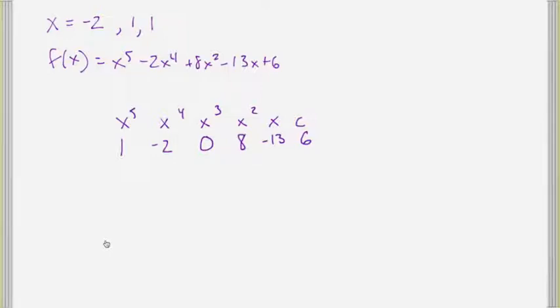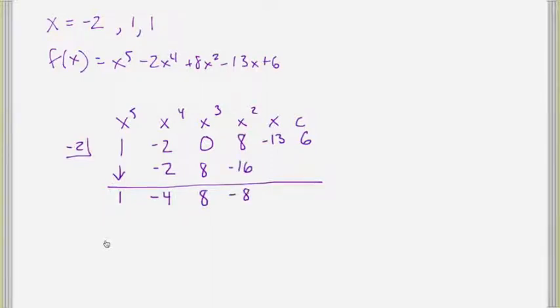Then we're going to plug in one of the solutions. It doesn't actually matter what solution you plug in first. Leave a blank line. And our process of synthetic was to carry down the first value. Anything that's under the line, we multiply by what's in the box, and then add them up. Multiply by what's in the box, add it up, multiply, add it up, multiply, add, multiply, add.